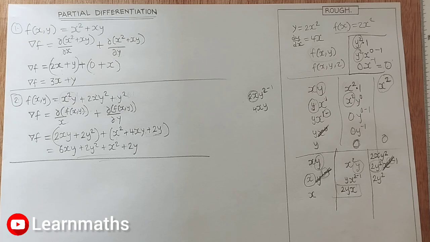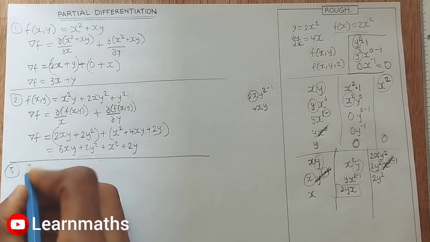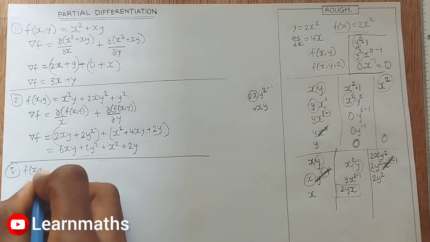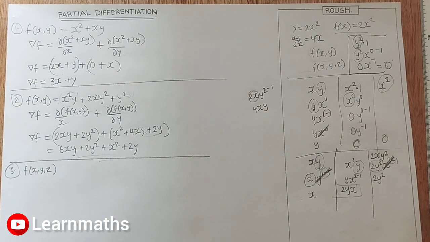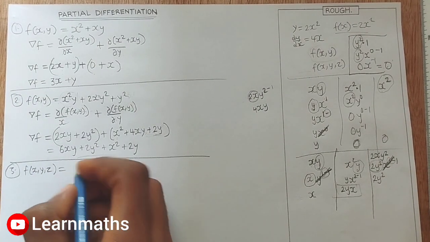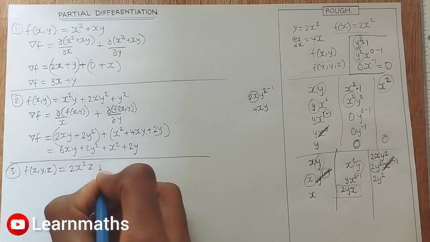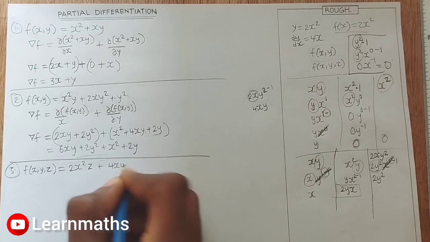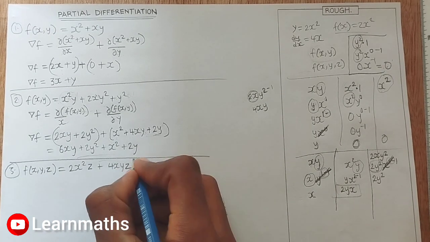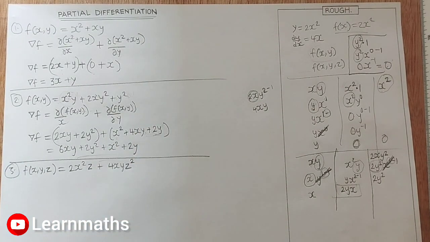Finally, before I end this video, let's try out a function that depends on more than two variables. Let's say x, y, and z. Let's take a function of x, y, and z, and let's assume this function is giving us 2x squared z plus 4xyz, raised to power 2. Differentiate this with respect to x, y, and z.